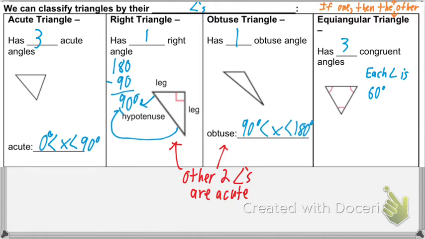You guys ever see on tests, it's like give the best answer or the most correct answer. It's kind of like that scenario. This gives you the most information.